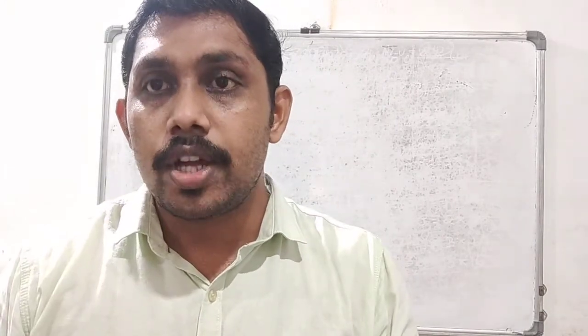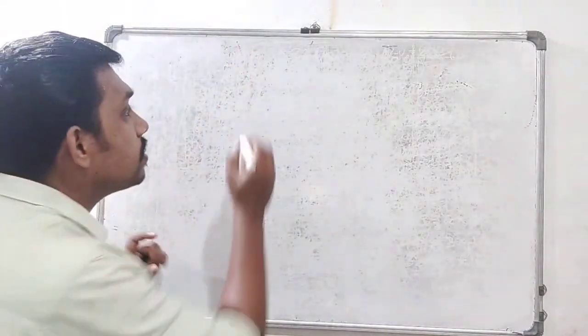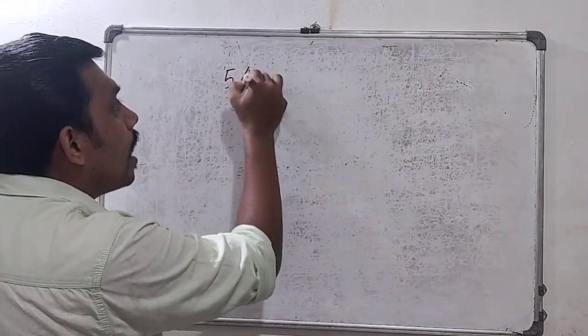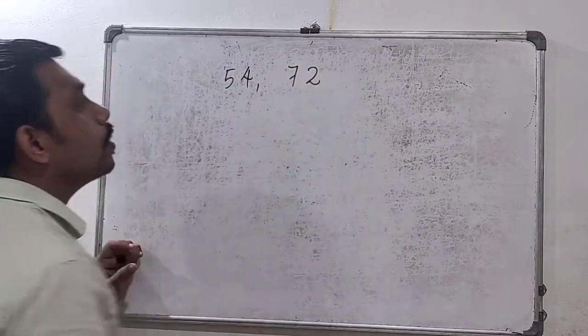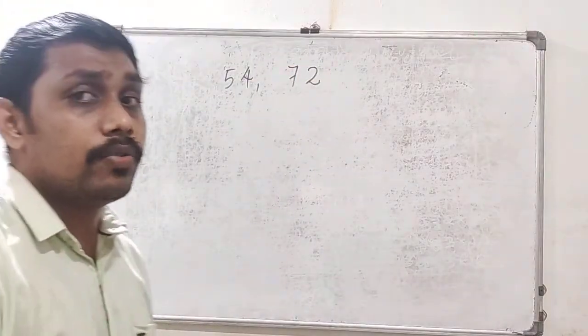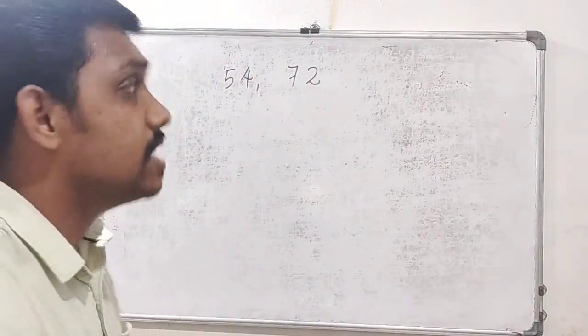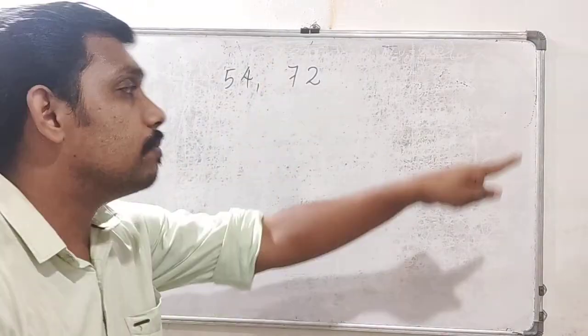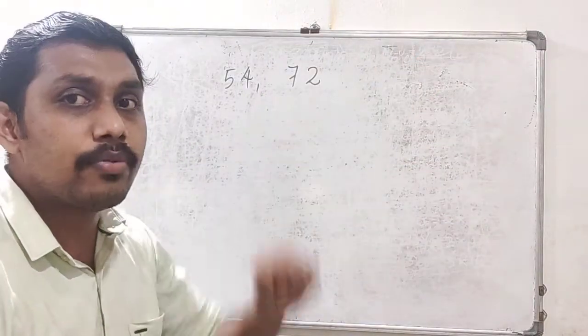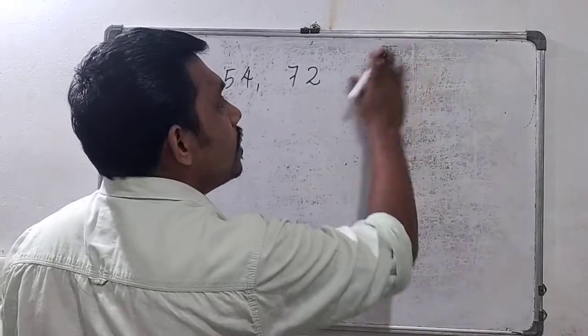Now let us find the HCF of two numbers, that is 54 and 72, by prime factorization. So here we have the numbers 54 and 72. We need to find the HCF of the given numbers by prime factorization. So here we are going to use the division method. First we need to find the prime factors. That is very simple, isn't it?